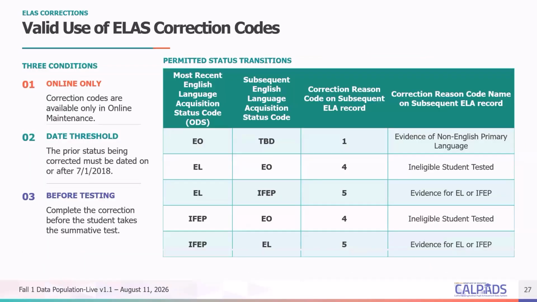So in this slide, you will find valid use of ELAS correction codes, which can also be found in the CALPADS user manual and provides the scenarios where correction codes are appropriate. So these correction codes are only applicable when the prior status being corrected has a date on or after July 1 of 2018. So correction codes, again, must be done via online maintenance and before the students take the summative LPAC test.